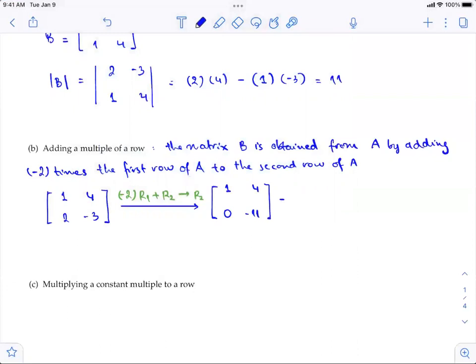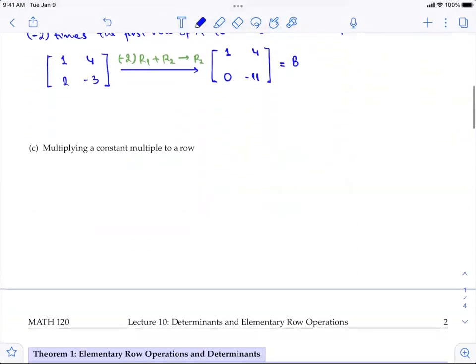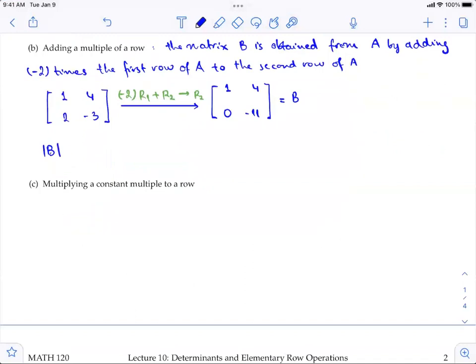Now this is matrix B. Now you want to find the determinant of the matrix B, right? Or the determinant of 1, 4, 0, -11.